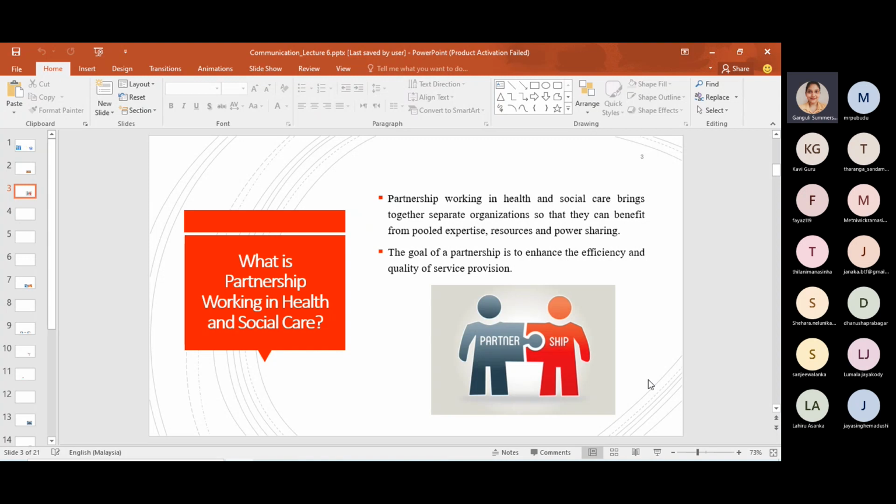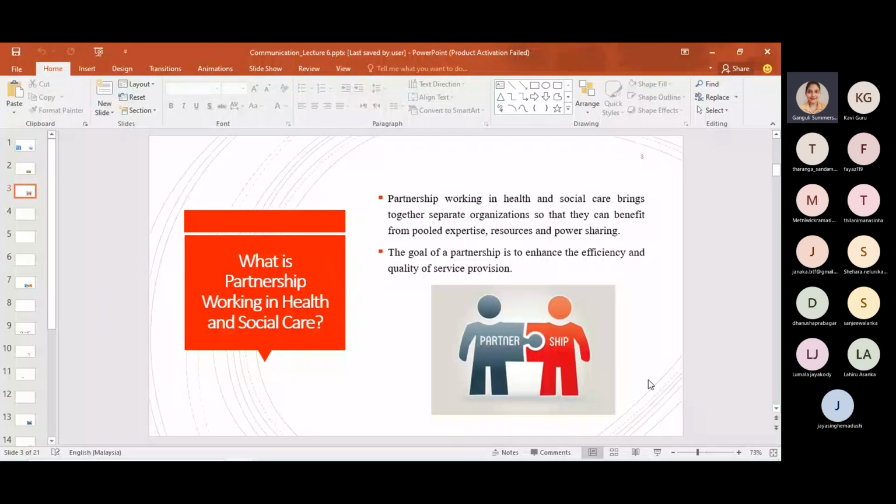You can share resources. When it comes to organizational resources, there are several kinds of resources. There are human resources, there are financial resources, likewise. You can share these resources as well when you are engaged in partnership working. And then you can share the power as well.